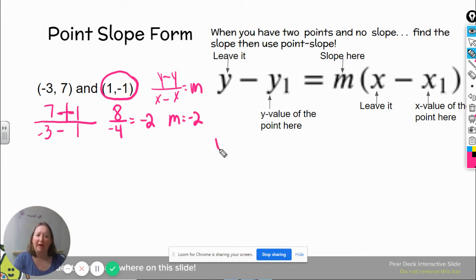Okay, keep the y. Minus sign, right? Because I got that from the formula. Now, what is my y value? Oops, right here. -1.